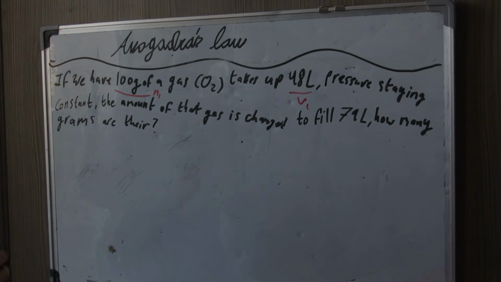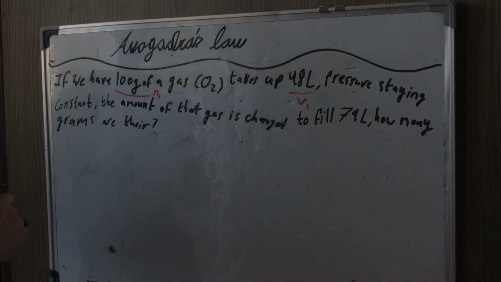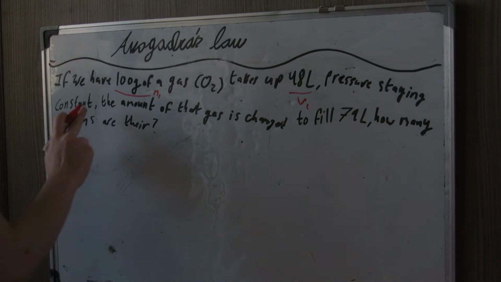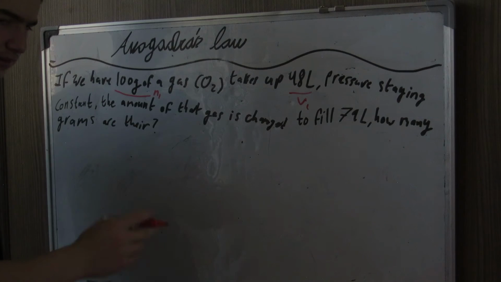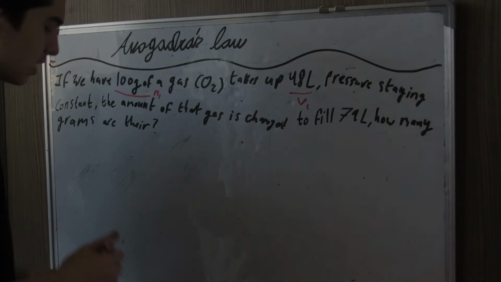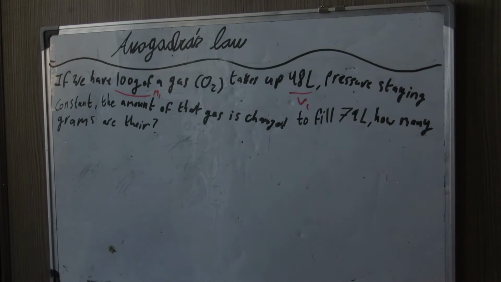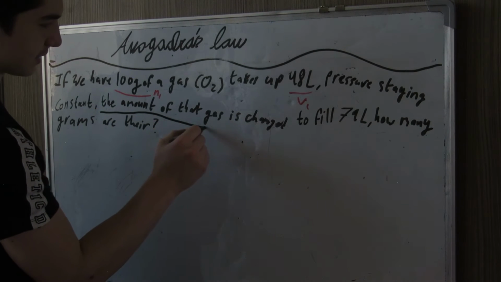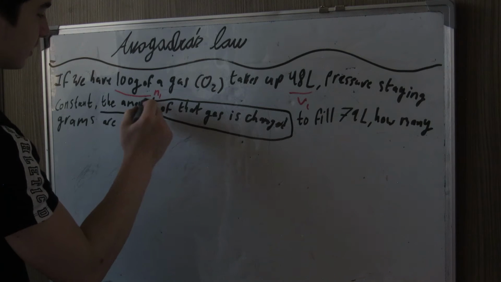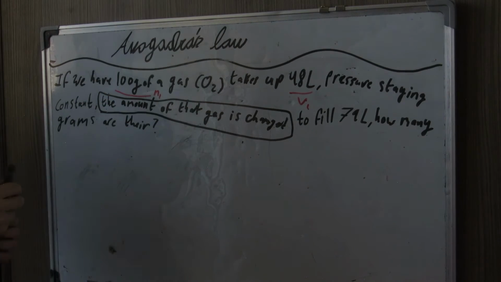Alright. Pressure being constant, that's good information. The amount of that gas is changed. Okay, they said that, but did they give us a number? No. So what does that mean? It means that the question will ask about the number of particles. So we underline that. Always underline what is unknown.